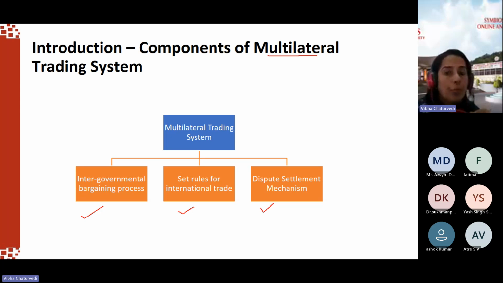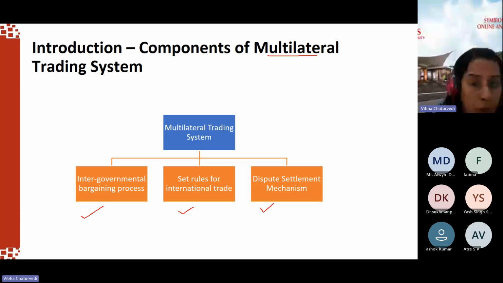The first component of a multilateral trading system is that prior to the formation of the WTO, there was GATT, that is the General Agreement on Trade and Tariffs. GATT was not an organization, but it was an understanding to which there were a lot of signatories worldwide after the Second World War. The world had seen the Great Depression between the two wars, and they wanted to avoid another similar economic recession or depression at a global level.